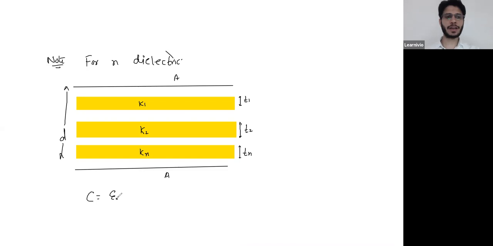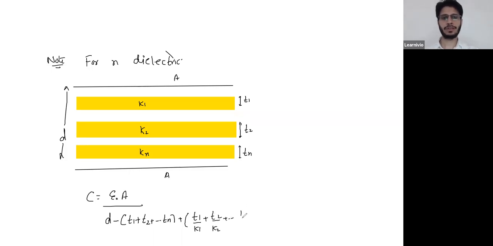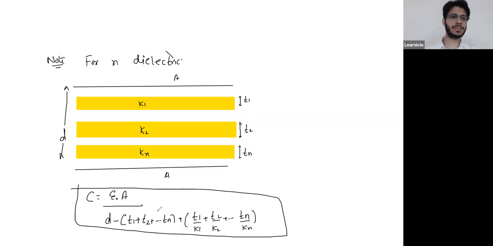So the formula which we have derived, epsilon naught A by D minus T plus T by K, we will just generalize this. Instead of T, I will write T1 plus T2 up to Tn, and instead of T by K, it will be T1 by K1, T2 by K2, up to Tn by Kn. So this is the capacitance, epsilon naught A by D minus (T1 plus T2 plus Tn) plus (T1 by K1, T2 by K2 up to Tn by Kn). So this is the capacitance of a parallel plate capacitor if you have n dielectrics. Just note down; only one last calculation on the spherical capacitor, then we will do numericals.